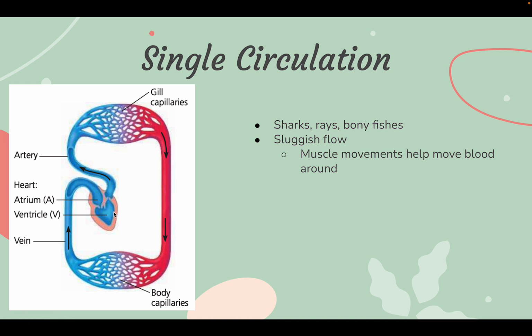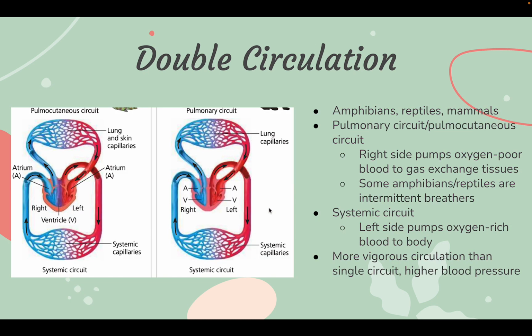There's going to be relatively sluggish flow in single circulation because one pump of the heart has to get all that blood this full circle, and a lot of the animals that use single circulation use their muscle movements to help blood move around. All these fish are swimming constantly, and that muscle movement can squeeze that blood through all of these blood vessels. So the alternative is double circulation.